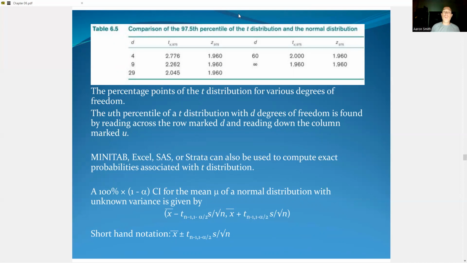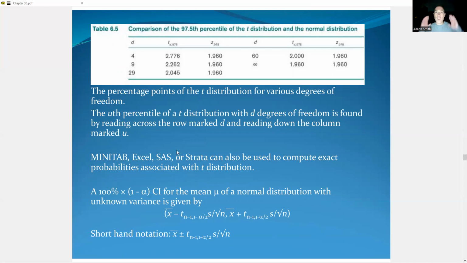The percentage points of the t-distribution for various degrees of freedom: the u-th percentile of a t-distribution with d degrees of freedom is found by reading across the row marked d and reading down the column marked u.